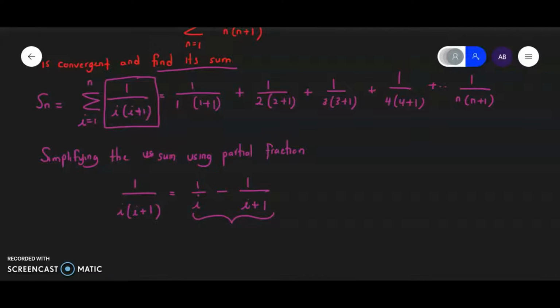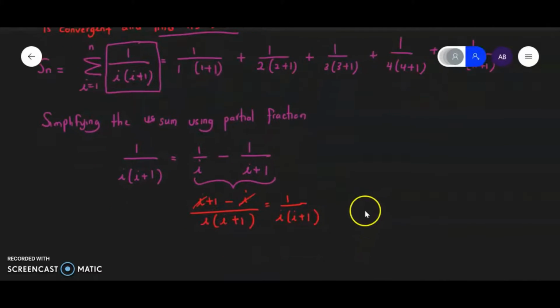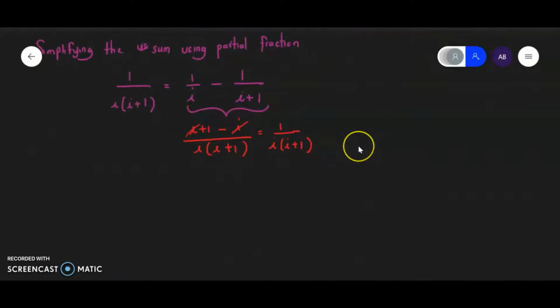Simplifying the denominator, i plus 1 minus i, the i minus i cancels out. That will give me 1 over i plus 1, which is similar to the given term on the right hand side. Okay, so now this is a partial fraction.